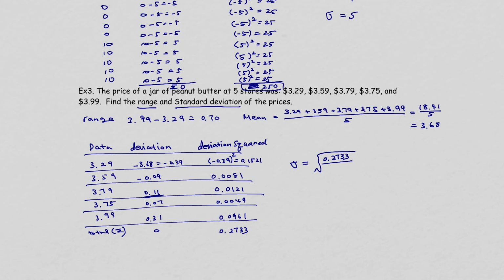Again, your standard deviation is the square root of that summation of the squared deviations divided by the number of data. That gives you the square root of 0.05466, which is 0.234. So we have the range, mean, and standard deviation.